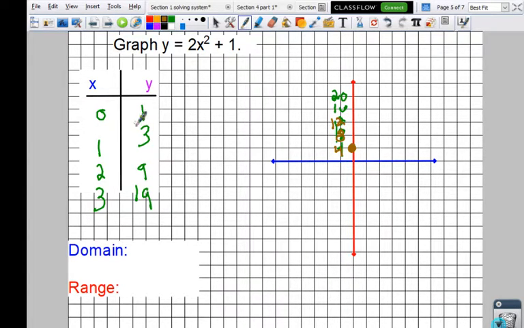Alright, so real quick we'll graph these. I have 0, 1. Oh, no, I graphed the point wrong, didn't I? I graphed 0, 4, not 0, 1. Alright, 0, 1 is right there. Then I have 1, 3, which is about right there. And I got 2, 9, which is about right there. 3, 19 is way up here.